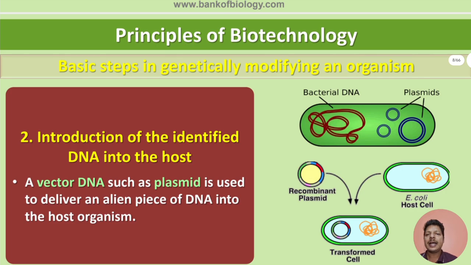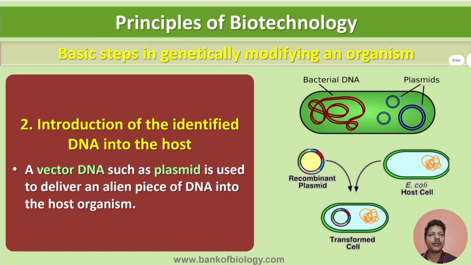Second step, introduction of identified DNA into the host, that is, a vector DNA such as a plasmid is used to deliver an alien piece of DNA into the host organism. Here you can see in this diagram, it is a bacterial cell and bacterial DNA, plasmids are there, and how a vector DNA is produced and recombinant plasmid in E. coli, that is the host cell.